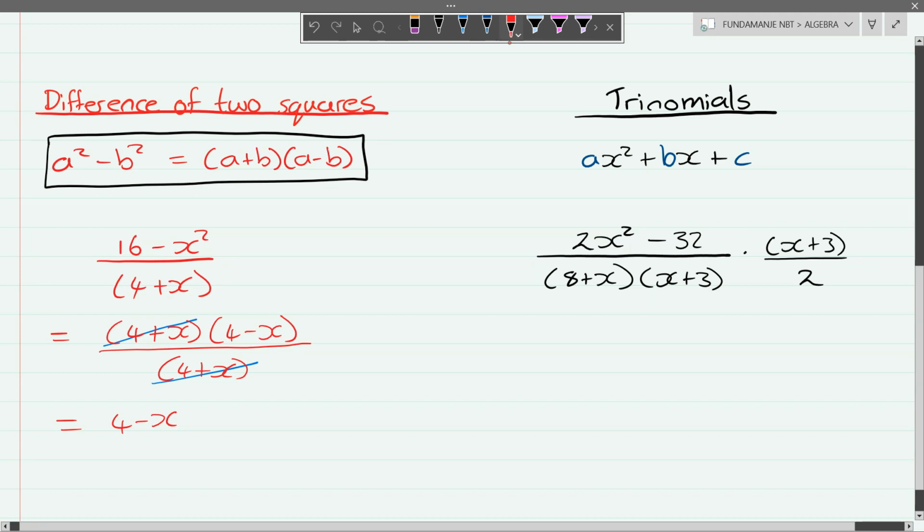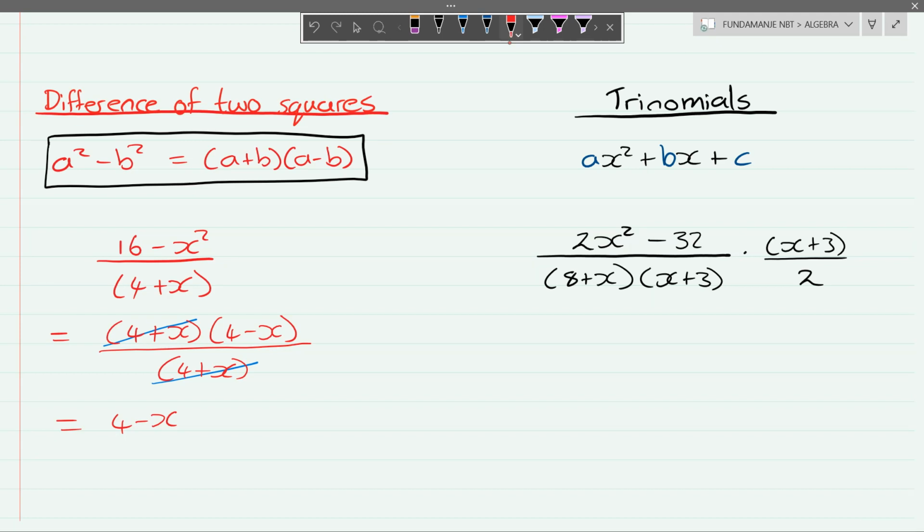And then this is difference of two squares. So it's important that you learn how to identify these cues and you learn how to apply them properly. Now, moving on to trinomials, we have this problem over here.